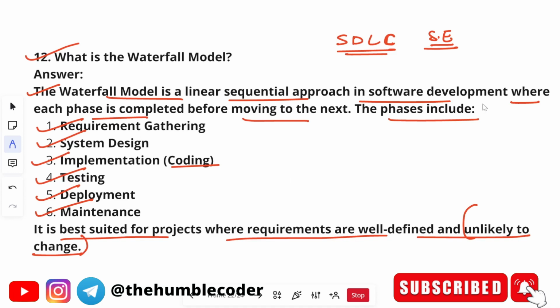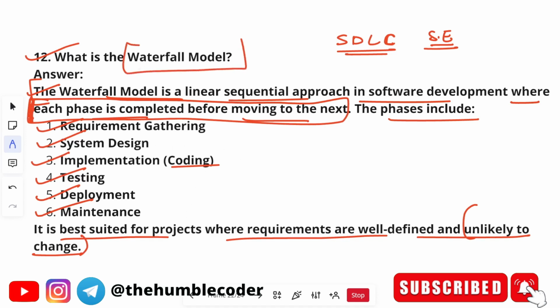And there is also one more thing which was mentioned in the answer initially, that is, a linear sequential approach in software development where each phase is completed before moving to the next. Okay, this is also very important, because if you don't have the clarity that this phase is completed or not, if you have this thing in mind that I might have to come back to the current phase again, then waterfall might not be the best model to follow for you.